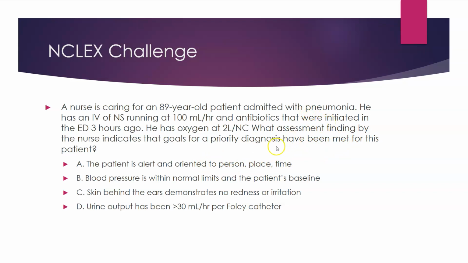So what do you think? Is it A, the patient is alert and oriented to person, place, and time? B, blood pressure is within normal limits for the patient's baseline? C, skin behind the ears demonstrates no redness and irritation? Or D, urine output has been greater than 30?